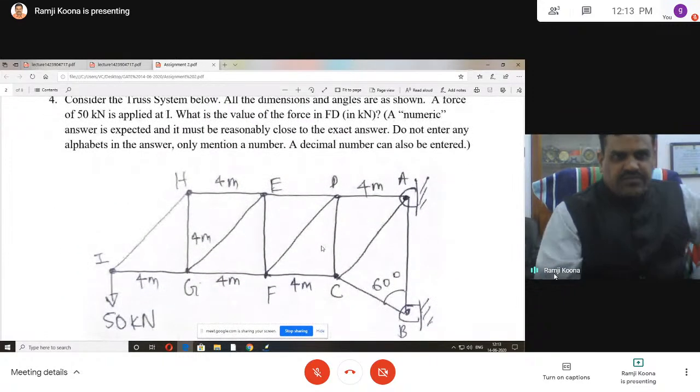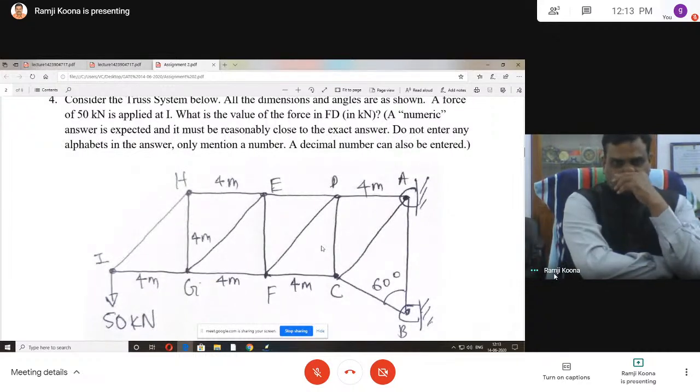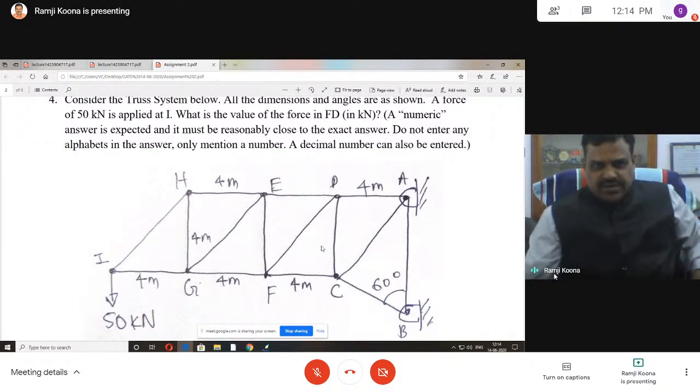This is another type of truss. A force of 50 kilonewtons is applied at point I, and it asks what is the value of the force in FD, this one. If that is the case, you can take a section like this and obtain the forces.